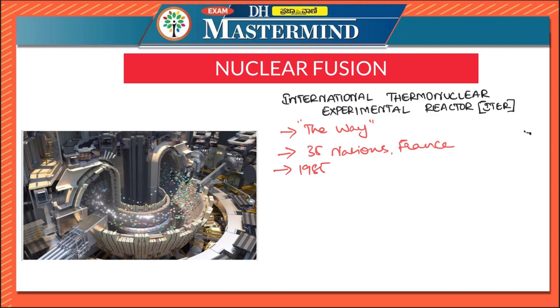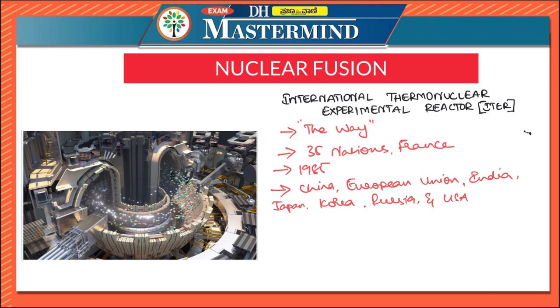The ITER members, remember this, are China, European Union, India, Japan, Korea, Russia, United States of America. They have combined resources to conquer one of the greatest frontiers in science, reproducing on Earth the boundless energy that fuels the sun and the stars. Which is it? It is nuclear fusion, as we have already discussed.